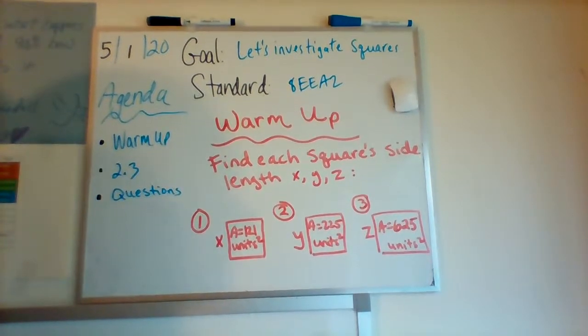Okay, Thais is saying that for this one, x is 11 units. So, Thais, how did you find that?